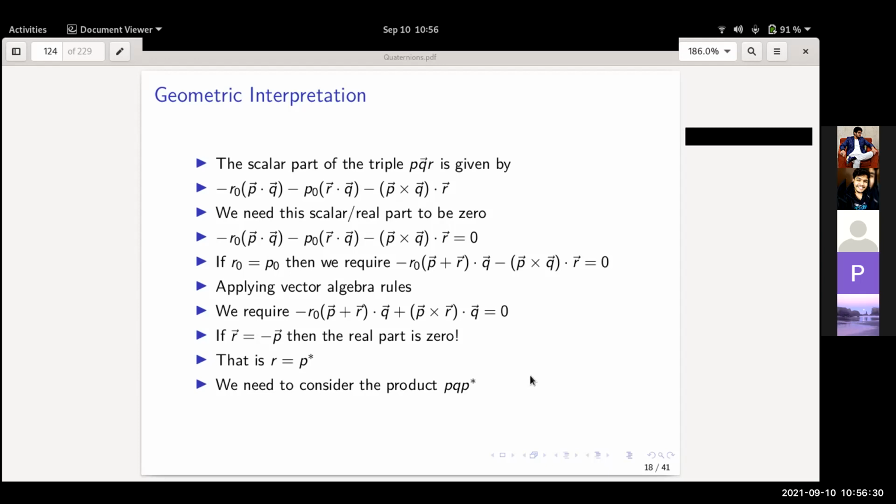If you are given a pure quaternion, and on the left and right you multiply by an arbitrary quaternion and its conjugate, you get back a pure quaternion.